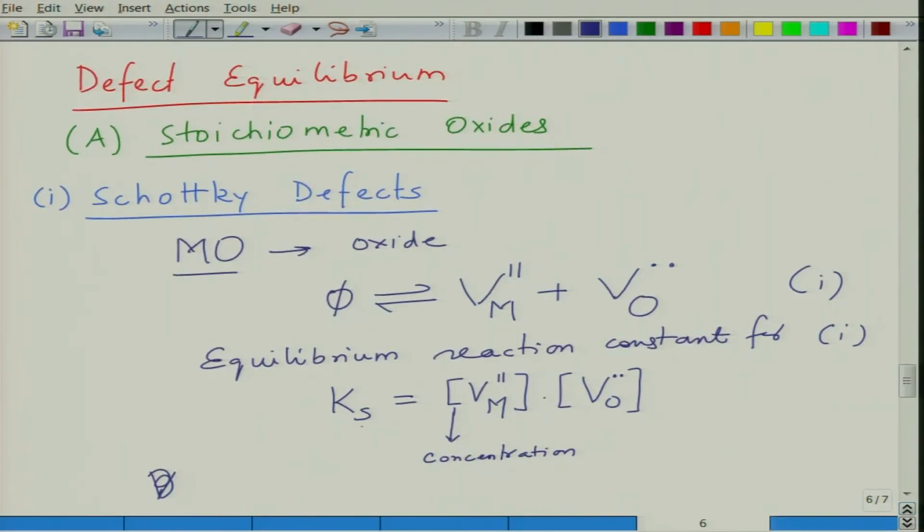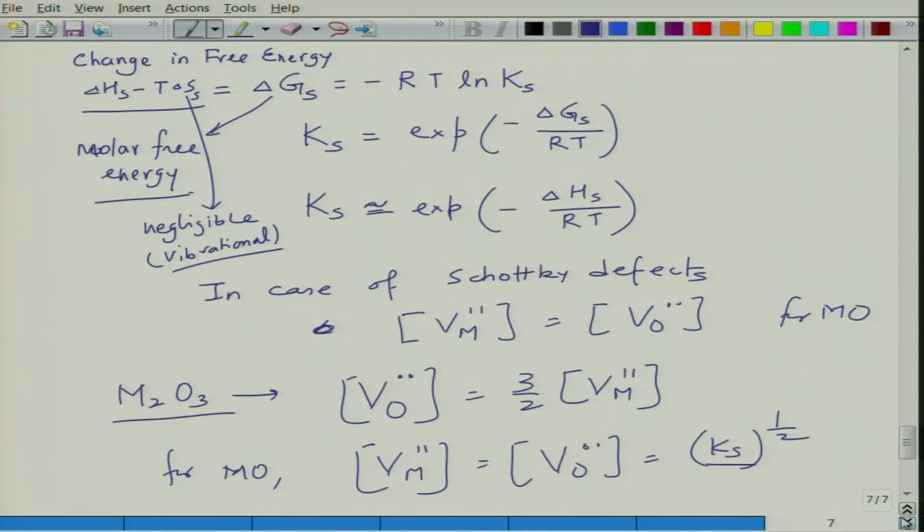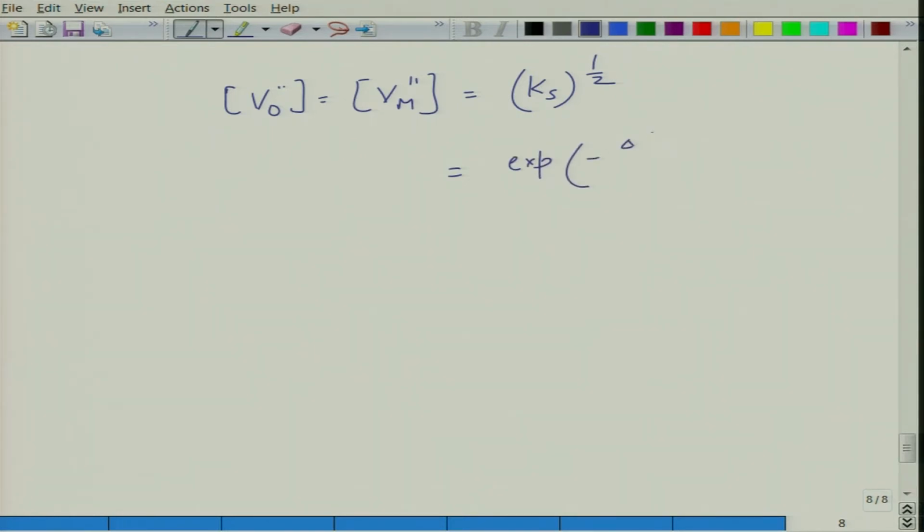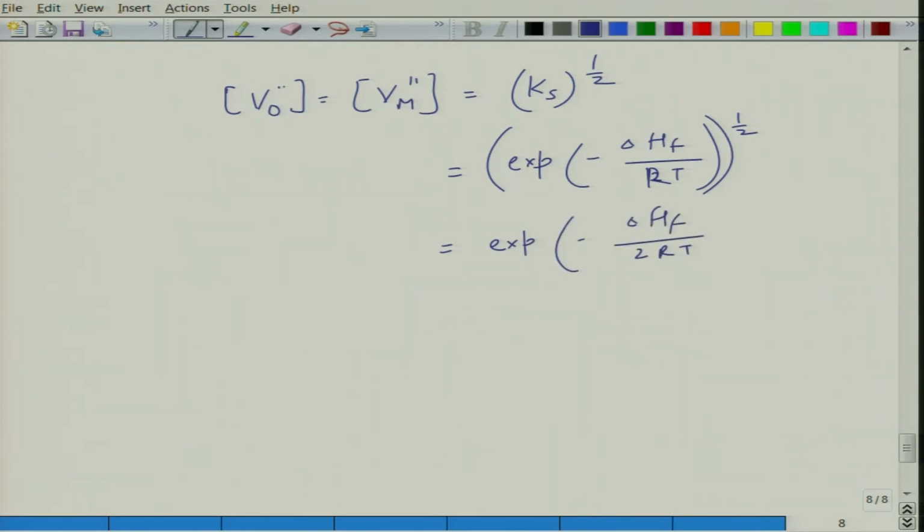That's right, because we say that Ks is equal to the product of these two. So when you substitute one of them, it becomes Ks to the power half. Then you can write this as Vo equal to Vm, which is equal to Ks to the power half. And what was Ks? Ks was exponential of minus delta Hf divided by kT or RT, to the power half. So this becomes exponential of minus delta Hf divided by 2RT.